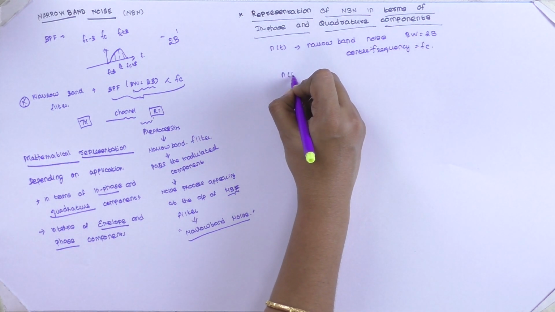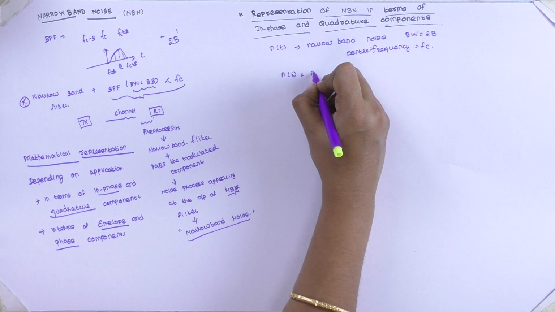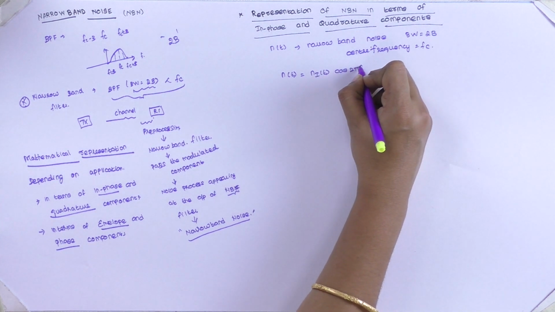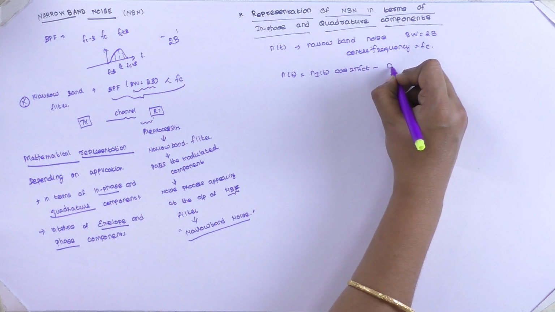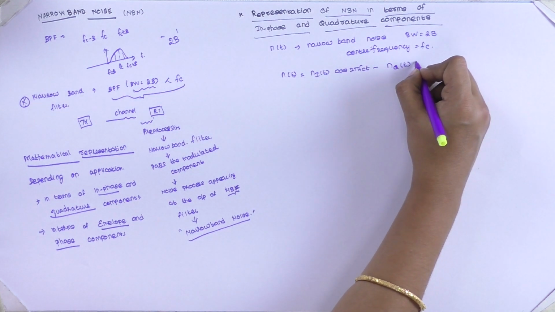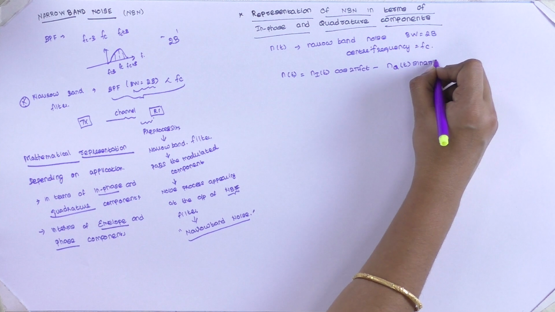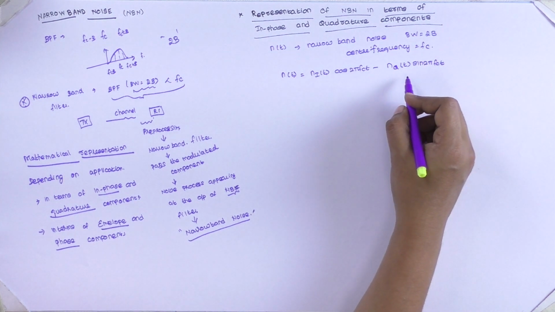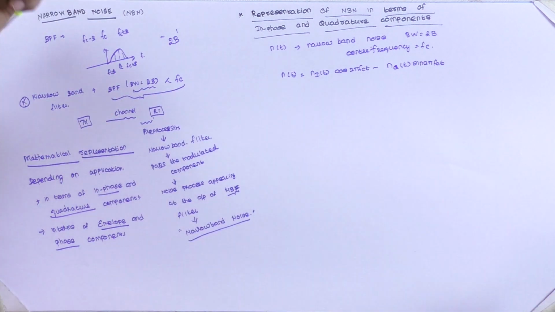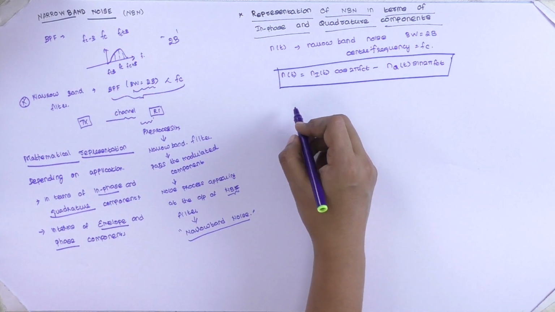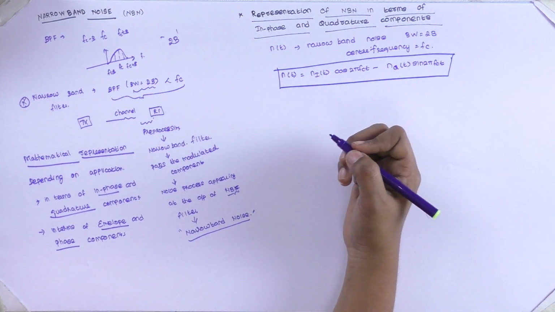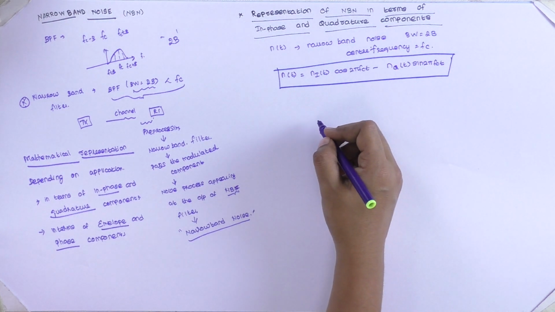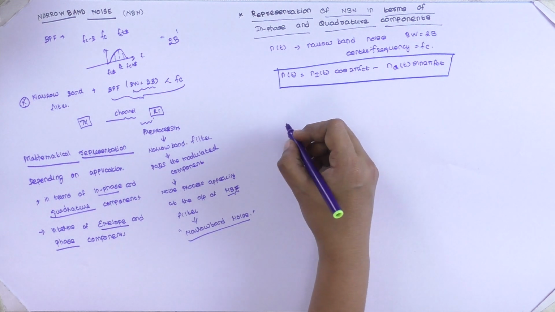Then in terms of in-phase and quadrature components, N of t is equal to Ni of t cos 2 pi Fc t minus Nq of t sin 2 pi Fc t. Here Ni of t is the in-phase component, and Nq of t, where q represents quadrature, is the quadrature component. Now we are going to draw the extraction of Ni of t and Nq of t from N of t, that is, the analysis section and the synthesis section for the narrowband noise.